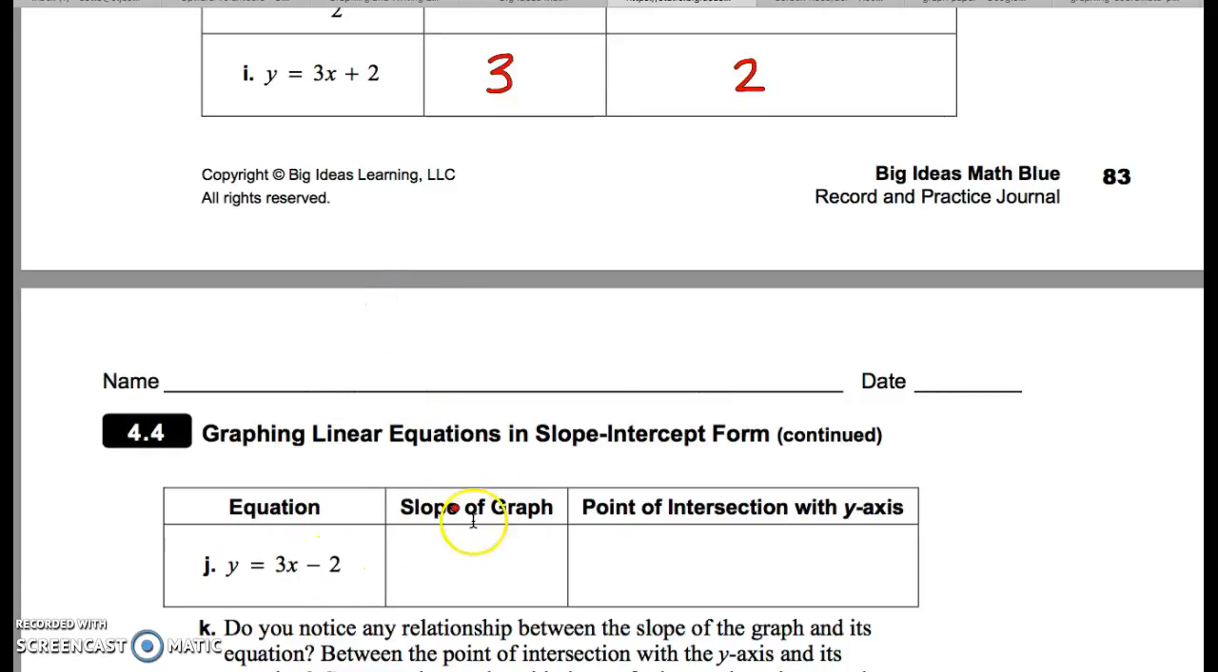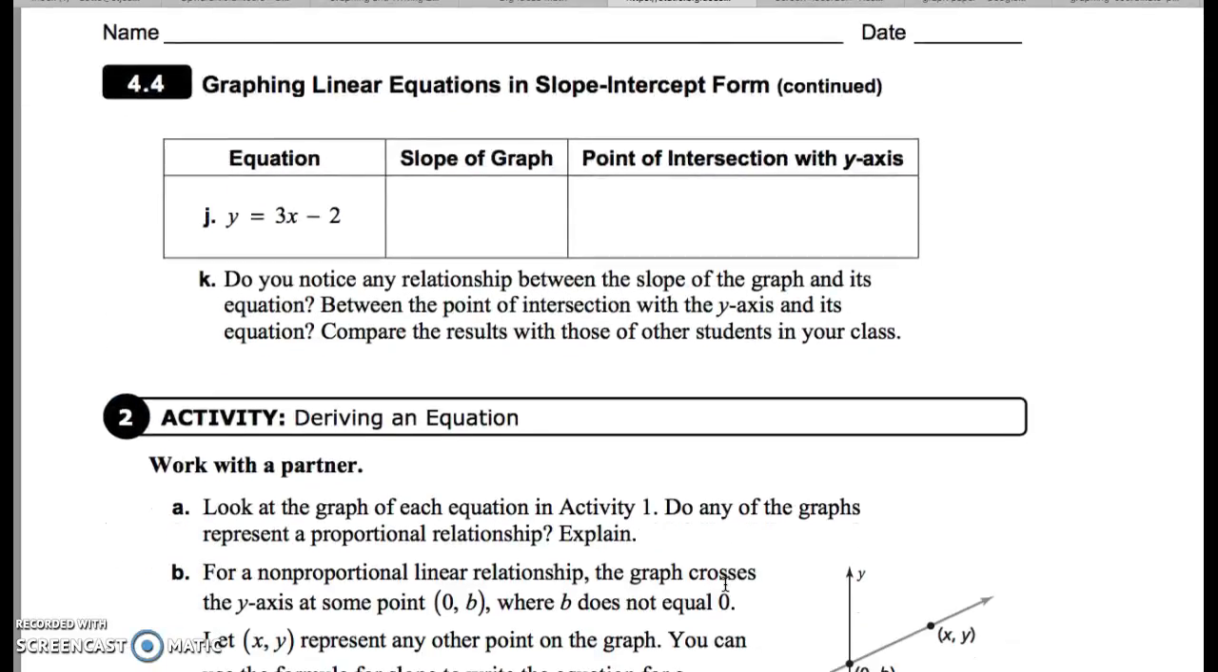For J, your slope, again, it's the one right in front of the x, so that's a 3. And where it intersects the y-axis is that other number, and since it says -2, that means it's going to be a -2. Okay? All right, so we kind of already answered K. Do you notice any relationship between the slope and the equation and then where it crosses the y-axis and the equation? We already kind of wrote those up into the side.